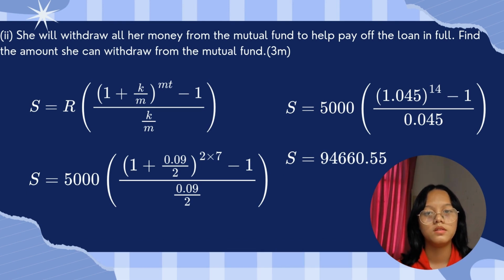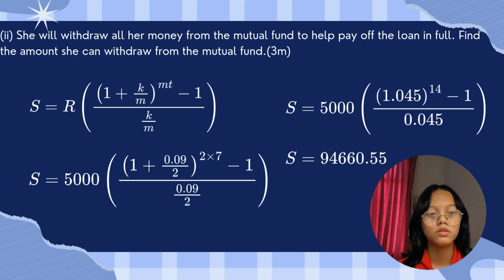Next question is D2. The amount she can withdraw is the accumulated value of her investment after 7 years. The investment involved depositing 5,000 every 6 months, which constitutes an annuity. The formula that we are going to use is the future value of an annuity, where R is the periodic payment, K divided by M is the periodic interest rate, and M multiplied by T is the number of payments. R is 5,000, which is the amount deposited every 6 months. K divided by M is 0.09 divided by 2. M multiplied by T is 2 times 7, which equals 14.